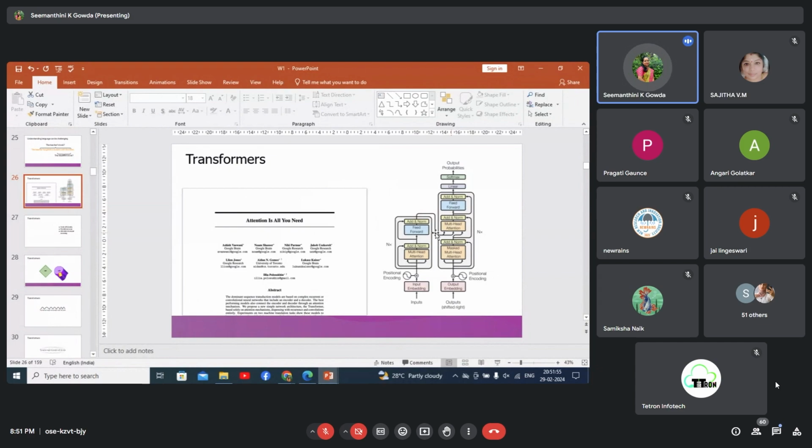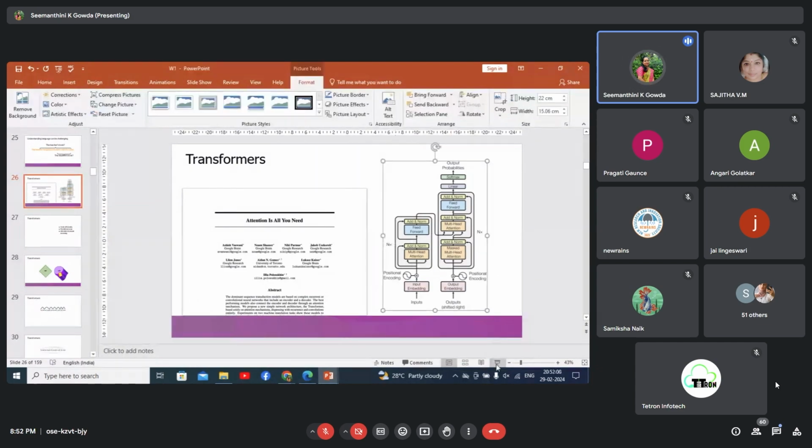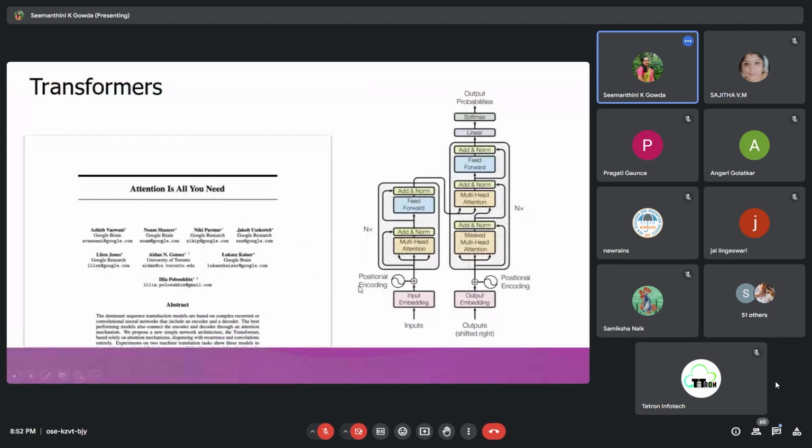Now let us have a look at how this works with the help of some slides. As I said, initially it has the input embeddings as well as the output embeddings, and along with that it has two parts: the encoder scheme and the decoder scheme. These are used for the generation of the text, and at last we have a softmax layer. These are the basic layers we can find in transformers.